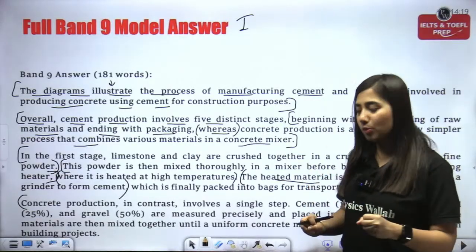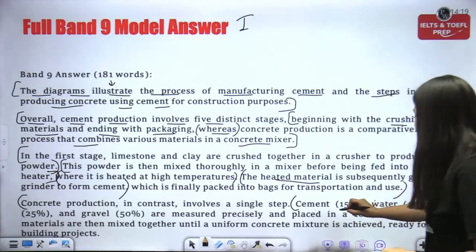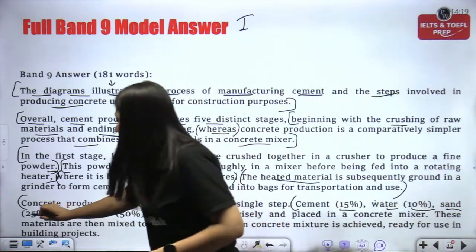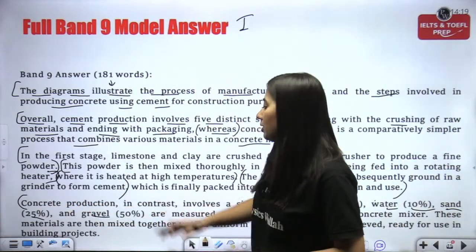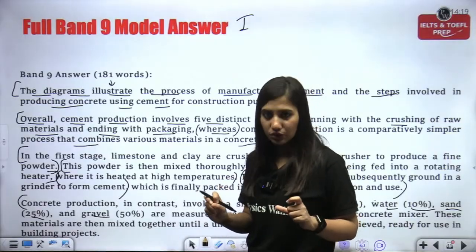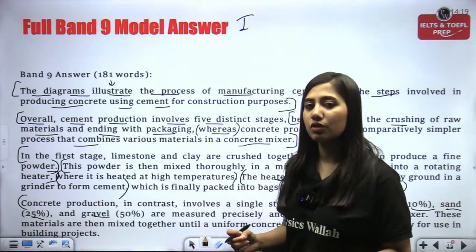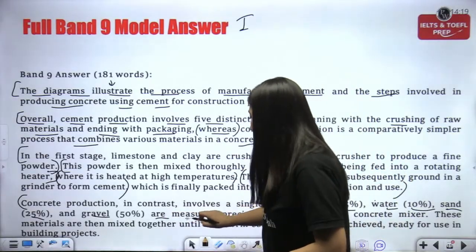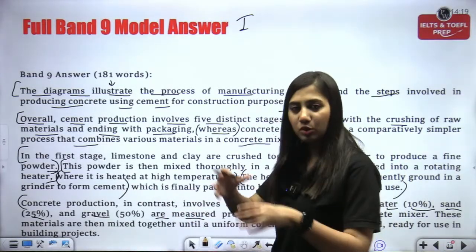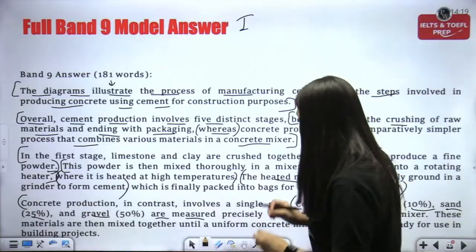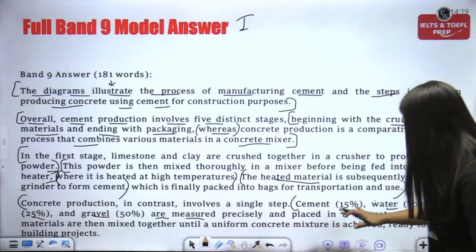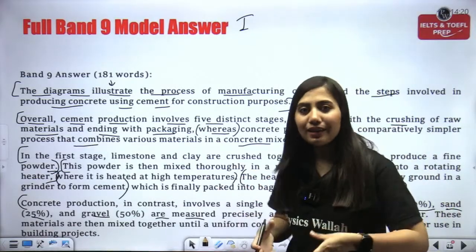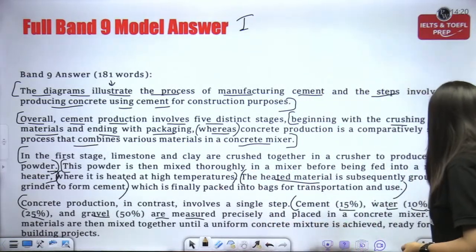What are the things we are putting? Cement, which is 15%, water, which is 10%, sand, which is 25%, and gravel, which is 50%. Gravel is what? Small stones, which are used for building production, right? This is all we are putting in, all measured. We are measuring it: 25%, 50%, 10%, like that. And then, after being measured precisely, it is placed in a concrete mixer. Now we are putting them all together and mixing. Understood? In a concrete mixer.